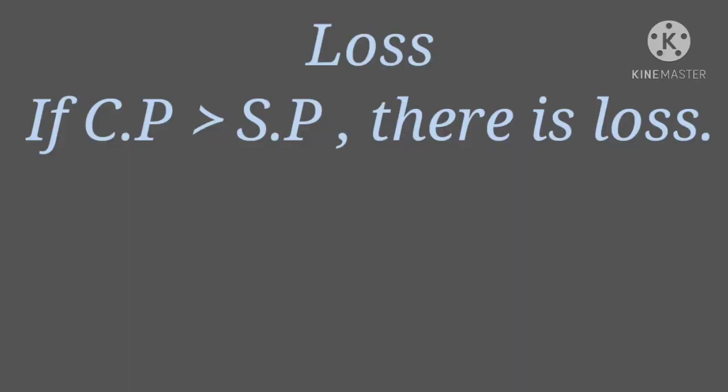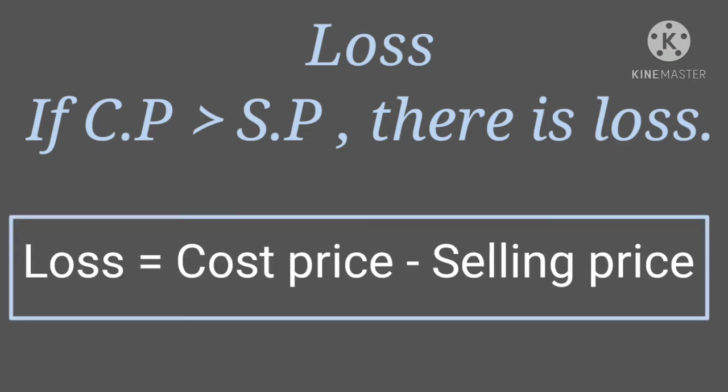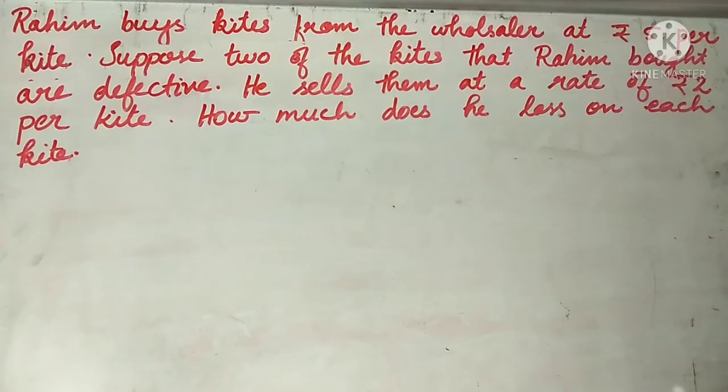Next topic, loss. If CP is greater than SP, there is loss. That is, if cost price is greater than selling price, there is a loss. If so, we can find how much is the loss by using the formula loss is equal to cost price minus selling price. Example, Rahim buys kites from the wholesaler at rupees 5 per kite.